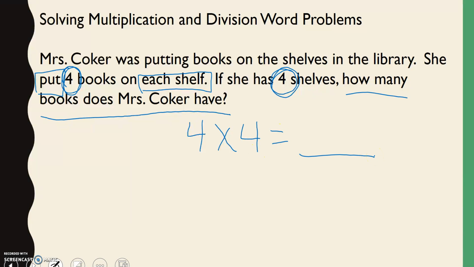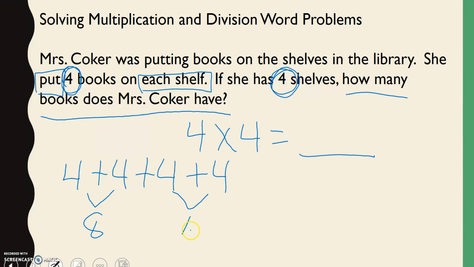I'm going to use repeated addition to solve this problem because I'm going to be adding the 4 books on the 4 shelves. So I've got 4 plus 4 plus 4 plus 4 for each of those 4 shelves. I'm going to use my doubles, and I know 4 plus 4 is 8, and 4 plus 4 is 8, and 8 plus 8 is 16. So 4 times 4 must equal 16.